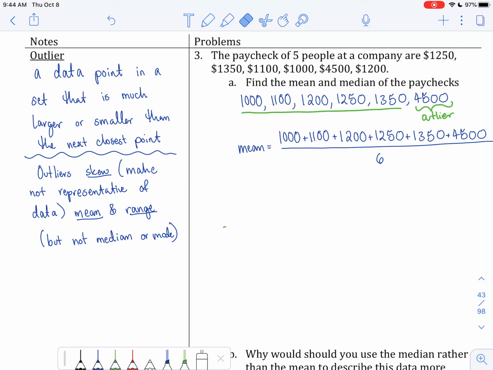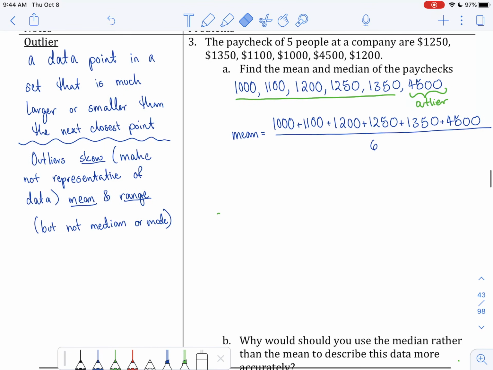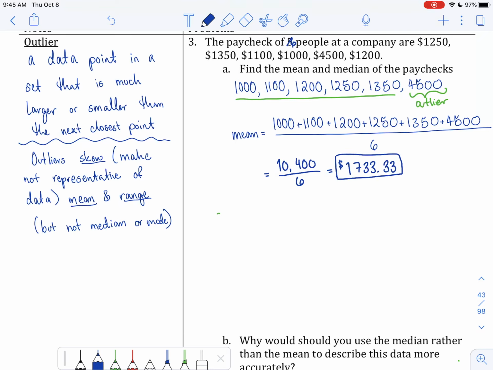So if I wanted to find the mean, I would add these all together, and there's 6 numbers in this case. Wow, this is just full of typos today. 6. And when we add those all together, you can use your calculator if you want to check this. You would end up with 10,400 over 6, which means that the mean is $1,733.33.